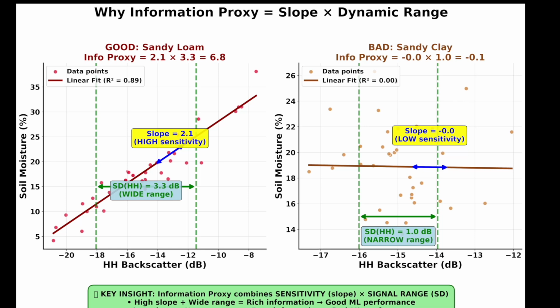This combination of a low slope and little spread means that there is no information in the radar signal. So our information proxy on the right-hand side will be a very low value. That means the machine learning performance will also be low. But on the left-hand side, we have a high information proxy.